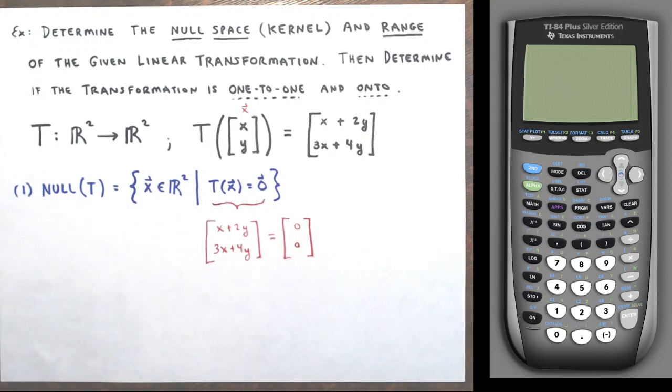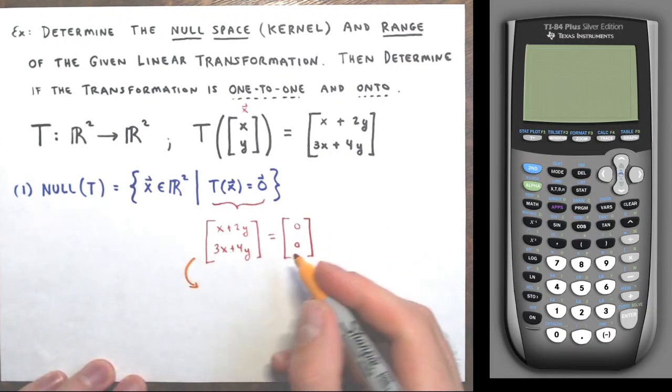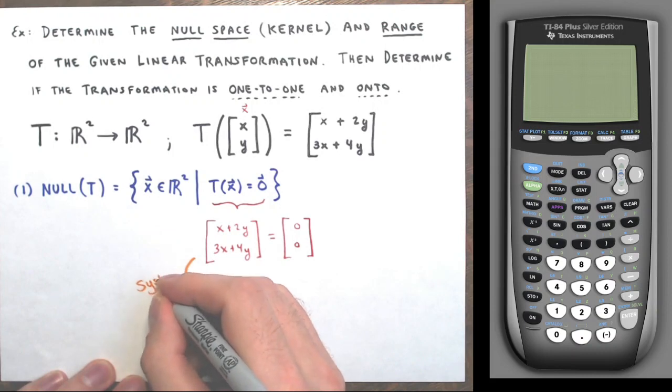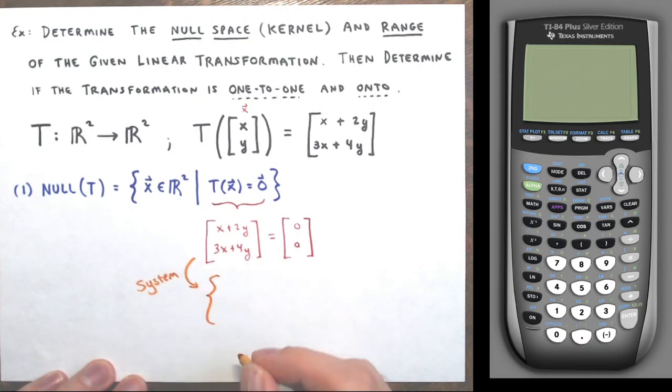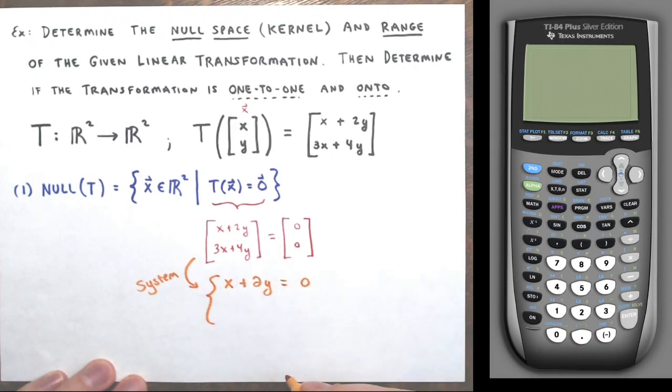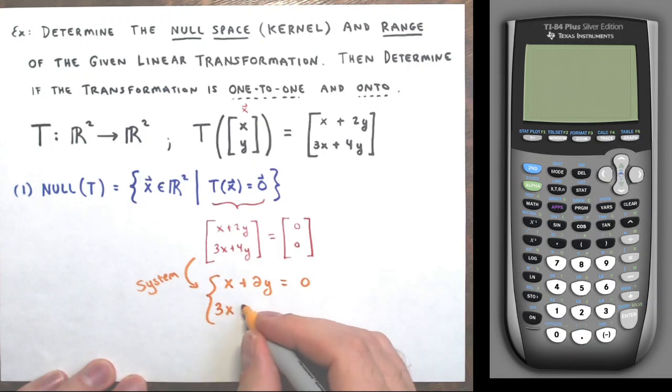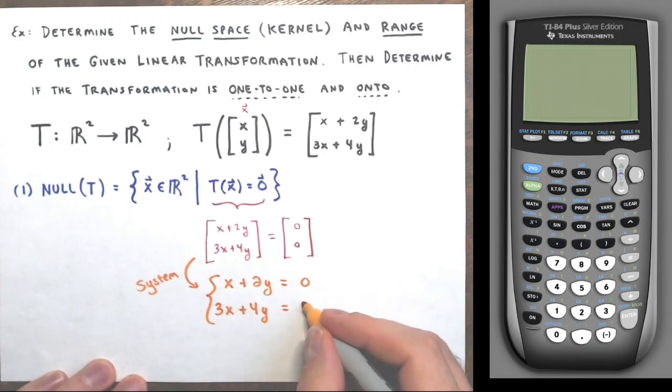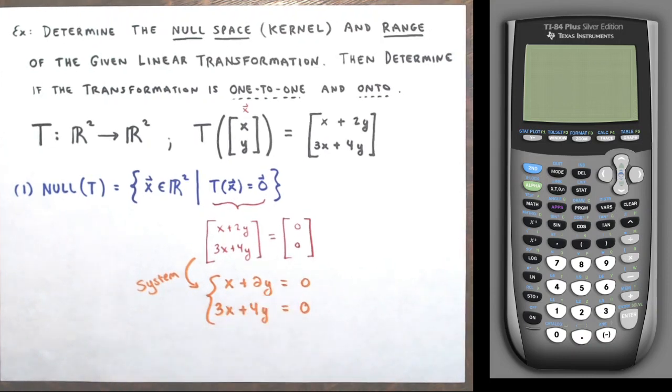And this leads me to a system of equations. In order for these two vectors to be equal, their components have to be equal. So we get this system where x plus 2y must be equal to 0, and 3x plus 4y must also be equal to 0. And then I could solve this. This is just a two variable system. I could solve this with substitution, elimination.